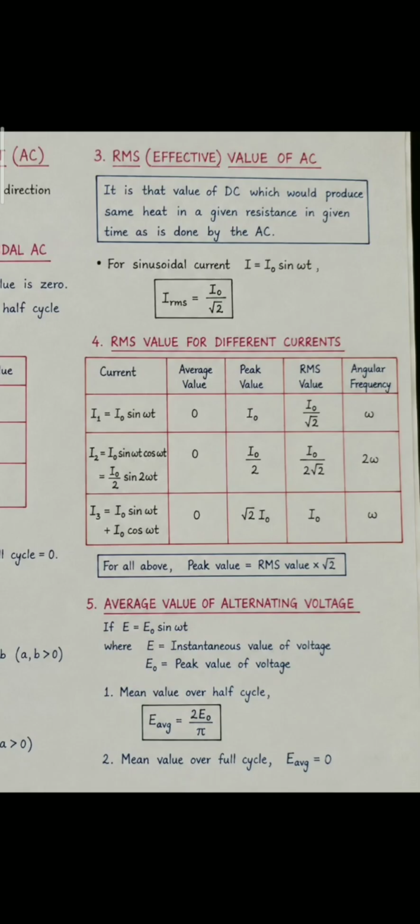And next one is average value of alternating voltage. E is equal to E naught sin omega t, where E is the instantaneous value of voltage and E naught is the peak value of voltage. Mean value over half cycle, E average, is equal to 2 E naught by pi. Root mean square value is E naught by root 2, and mean value over full cycle is equal to 0.